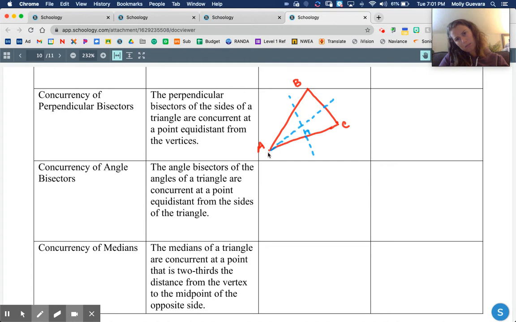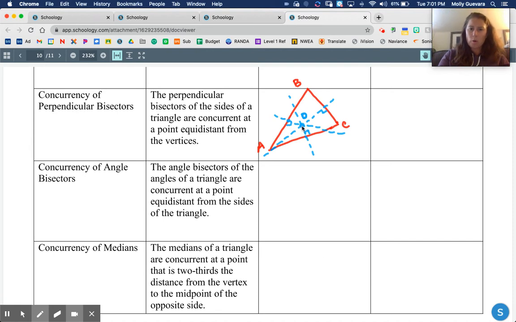It doesn't have to go through the vertex. Okay. And then same thing with BA. I'm going to draw the perpendicular bisector. Okay, and I'm going to call this point right here point D. Okay, so something very special happens here, and that kind of looks like an O. It's a D.